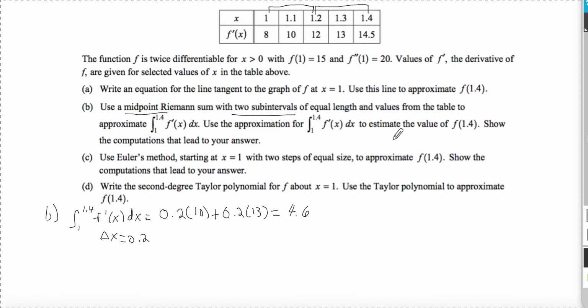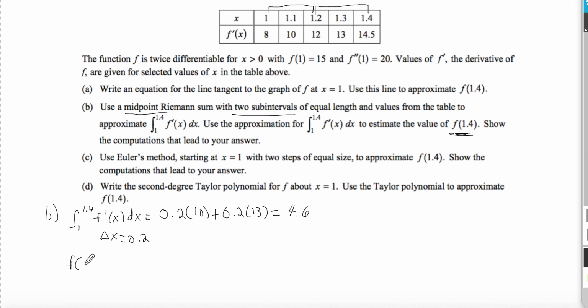Use the approximation to estimate the value of f of 1.4. This is the original function, right? I want to estimate the original function at 1.4. Show the computation that would lead to your answer. Okay, I'm going from a derivative value to an original value.